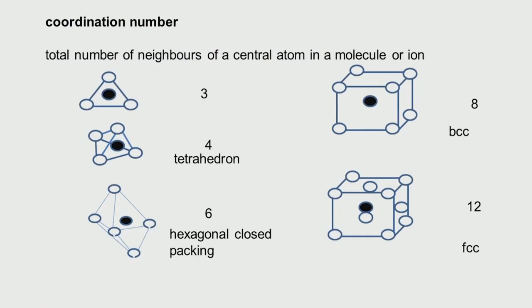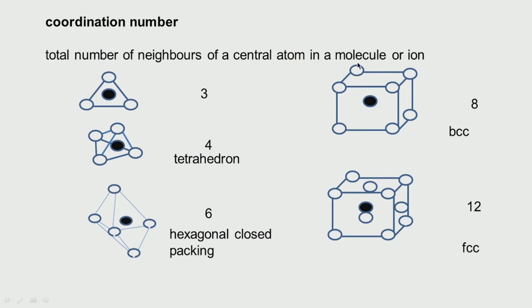Now, there is some other term which is called the coordination number, that is the total number of neighbors of a central atom in a molecule or ion. So, obviously, suppose we take this one, there are 3 atoms in a triangular arrangement, coordination number is 3. Suppose this is a tetragon. So, there is one like your sp3 type, 1 2 3 4 in the center. So, we have 4 for a tetragon. If you have a hexagonal, that's 6, 1 2 3 4 5 6.